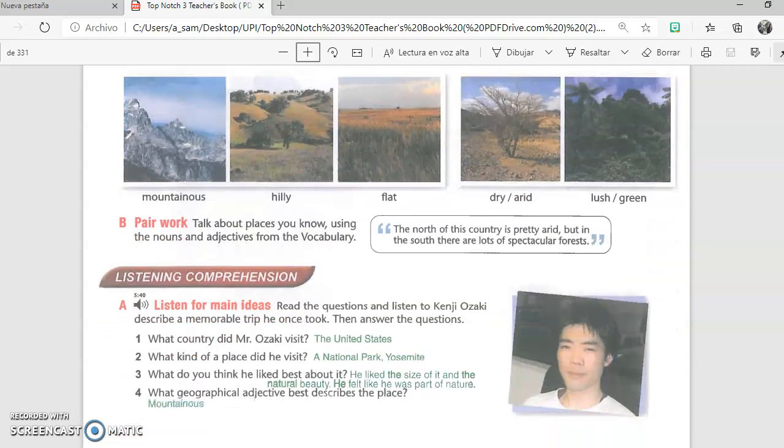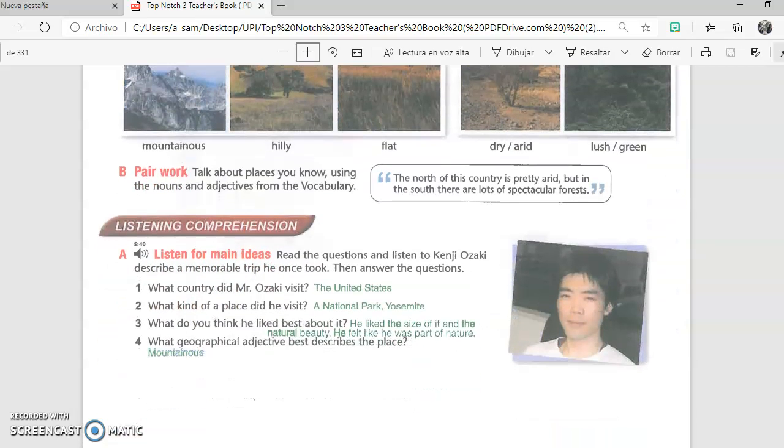Then we move to the listening comprehension with videos that you saw of Unit 10 of Top Notch number 3. There you're going to find the story. And then you have these questions, and you're going to use the story to answer the questions. Read the questions and listen to Kenji Osaki describe a memorable trip he once took.